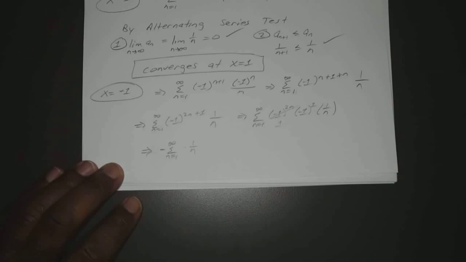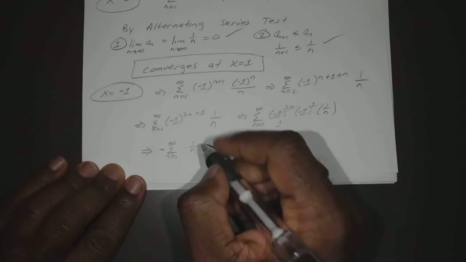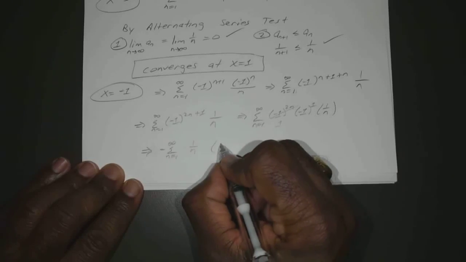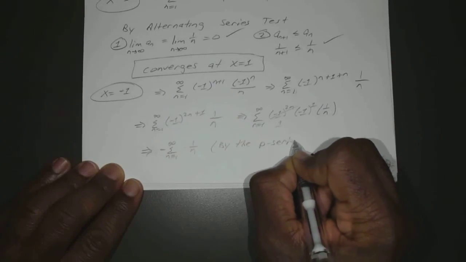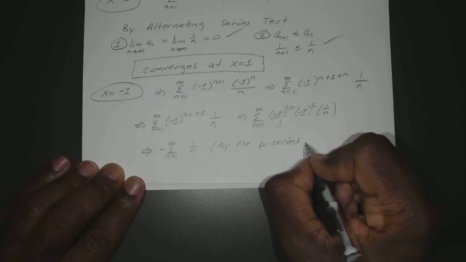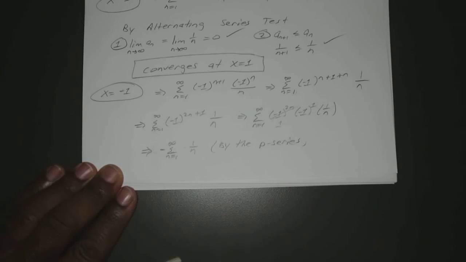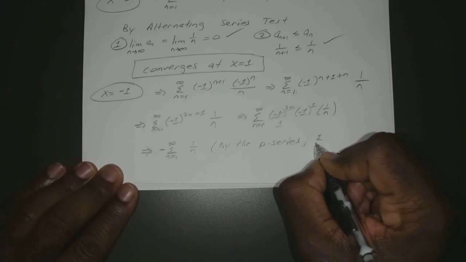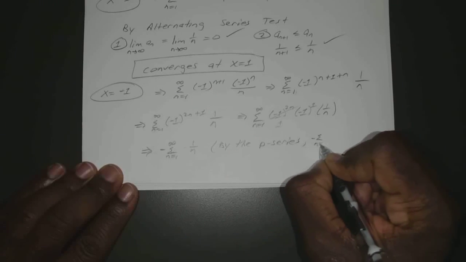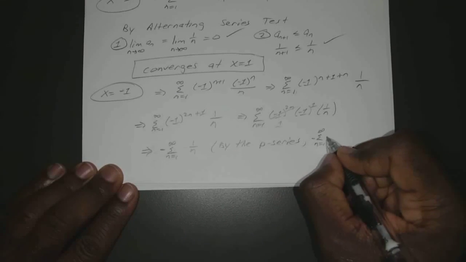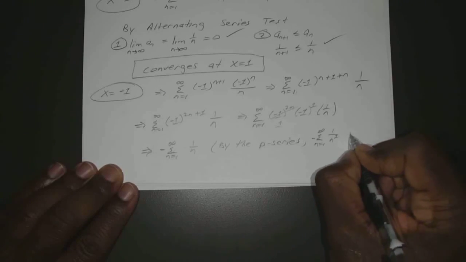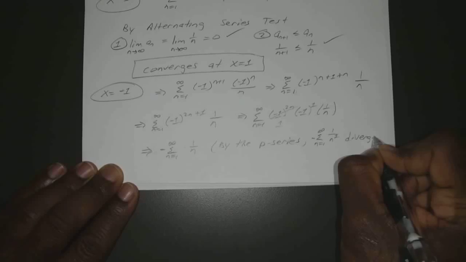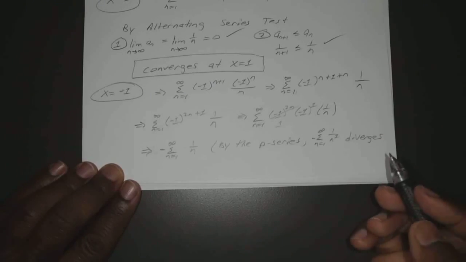Okay. So now you can use the p-series test. Okay. So by the p-series, this diverges. So, put the negative sum from n equals 1 to infinity of 1 over n to the first power diverges simply because your p is less than or equal to 1.